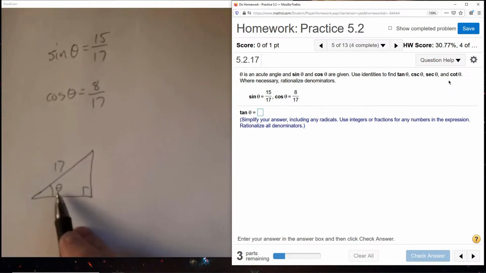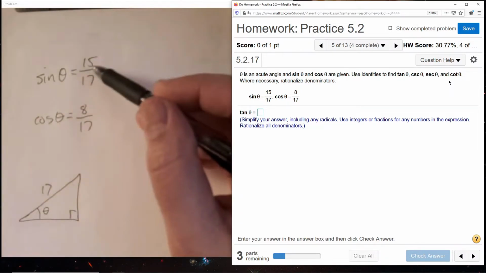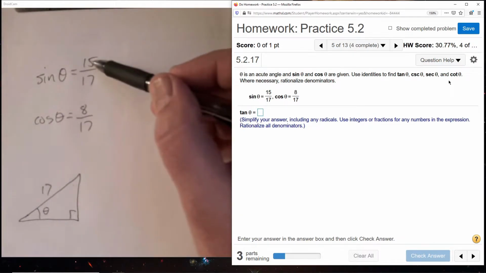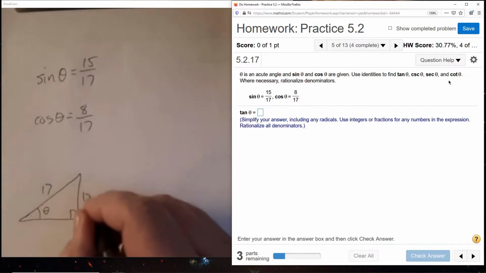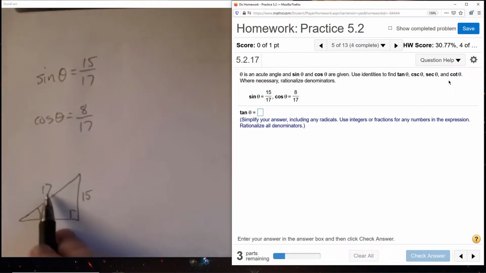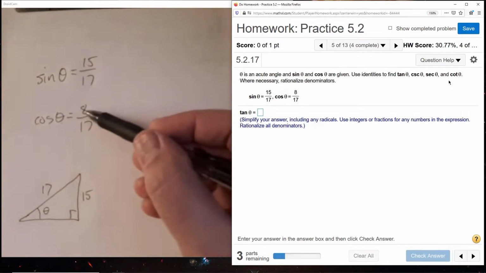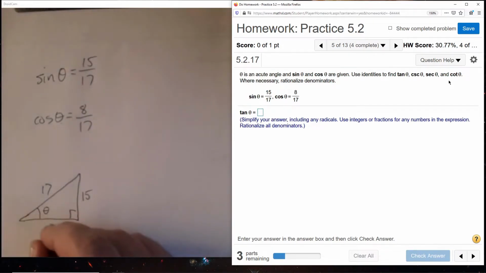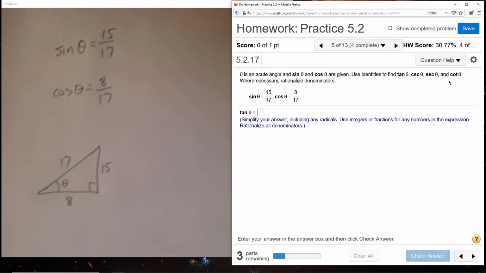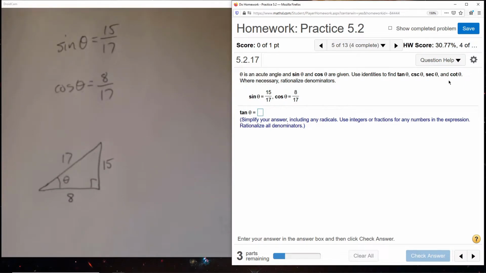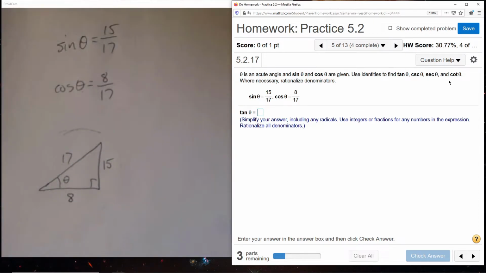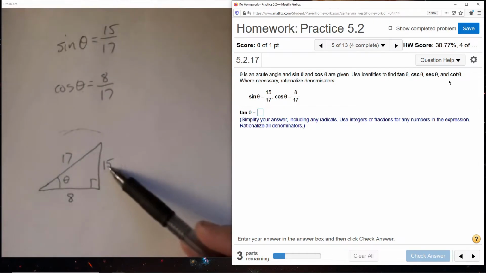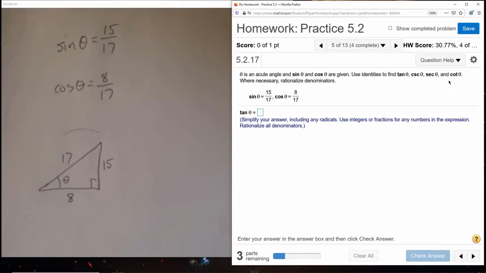And if we do that, remember sine is opposite over hypotenuse. So this position here means opposite over hypotenuse, and then cosine is adjacent, which would then be this leg. And now we have all the values for our right triangle. This picture here will answer all trig functions. So once we have this picture, we can answer all the other four.